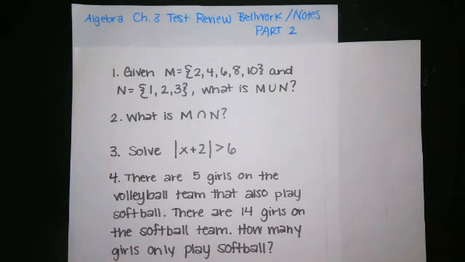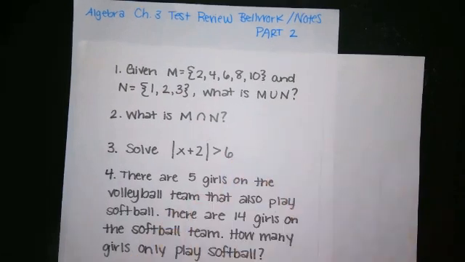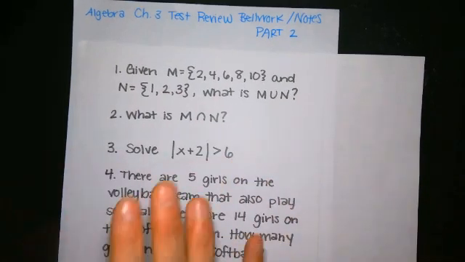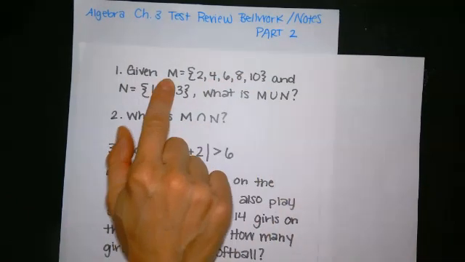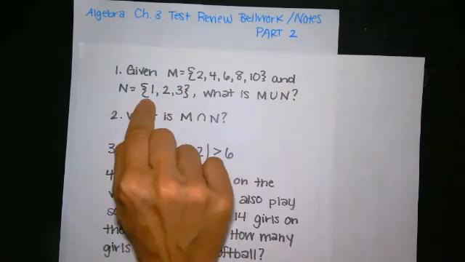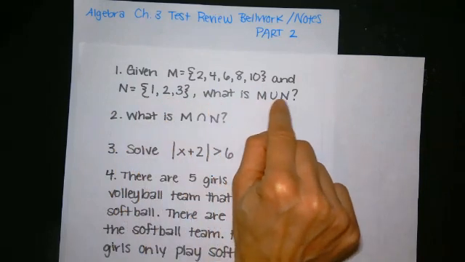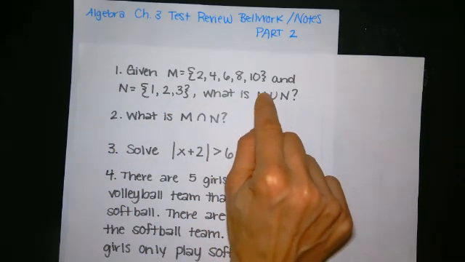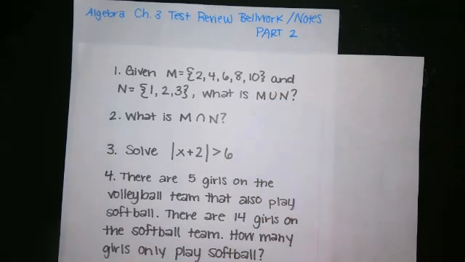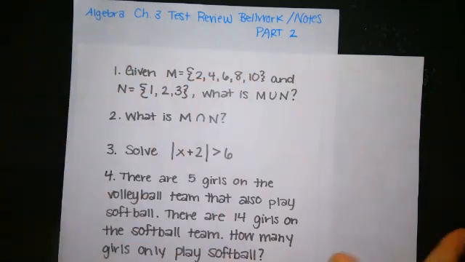Okay, so Part 1 was in the last video. Part 2, I'm going to address some sets and unions and things like that. So here's our first one. Given that M equals the set 2, 4, 6, 8, 10, and N equals the set 1, 2, 3, what is M union N? Remember, the U stands for union, so that means not what do they have in common, it's what do they have all together, okay?